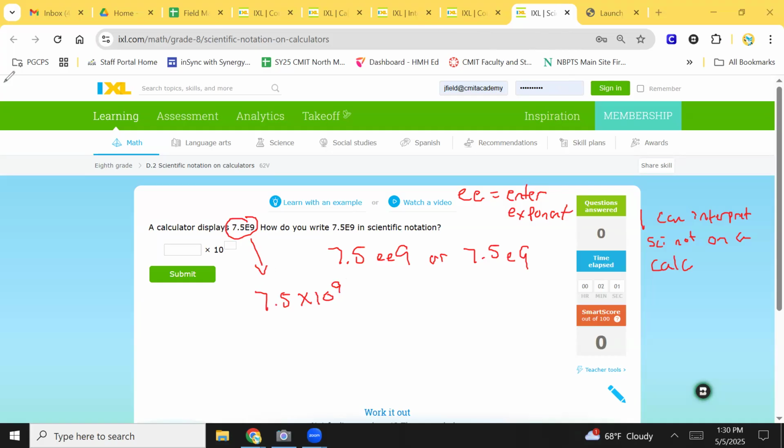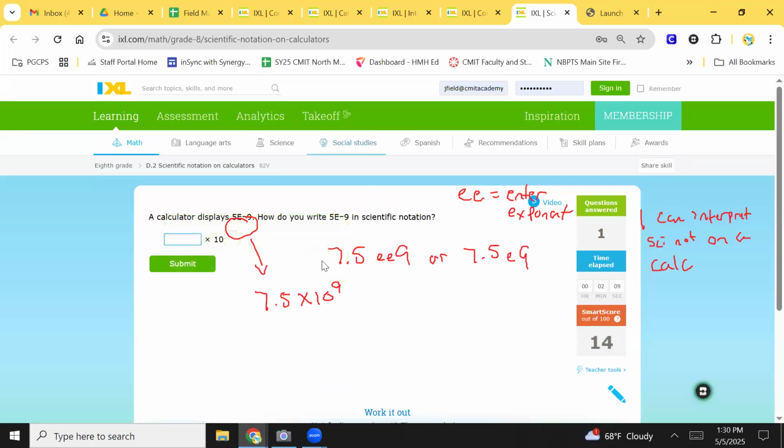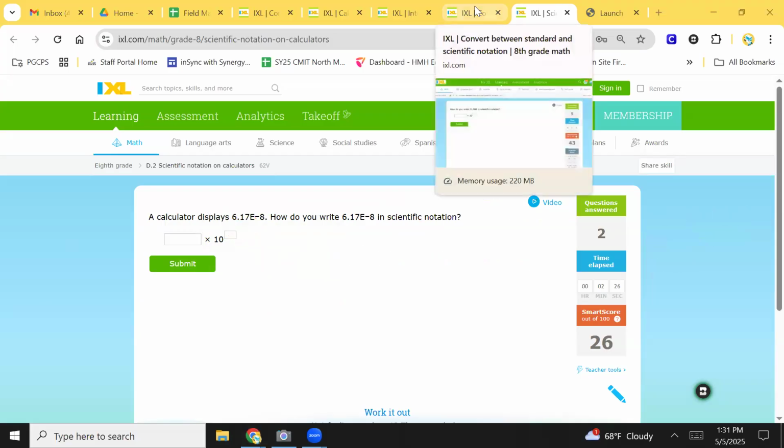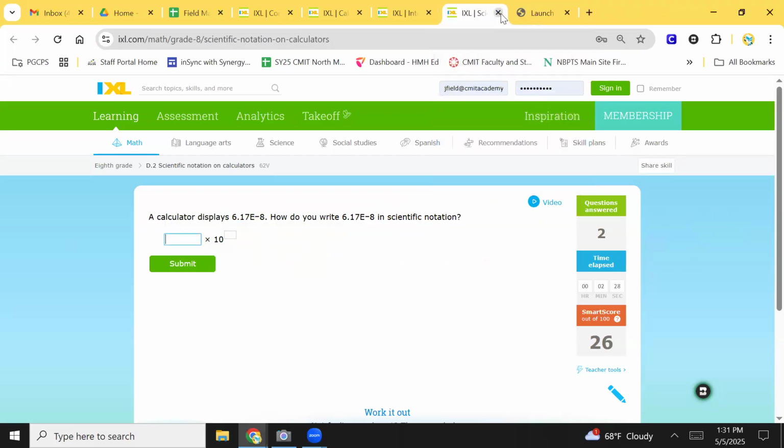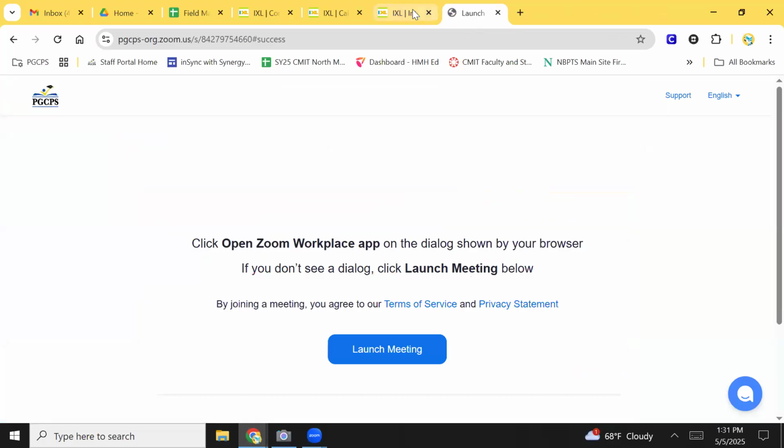So that's the answer. So here we go, 7.5 times 10 to the ninth. Well done. Okay. And then this one would be 5 times 10 to the negative 9. And so on like that. That's all that means, but you definitely want to know what you're looking at when you see the E or the EE.